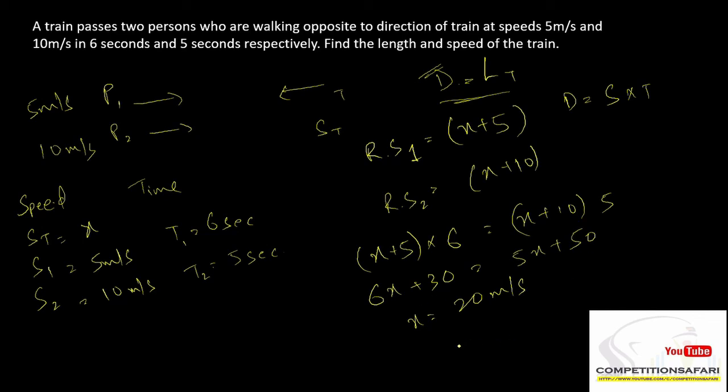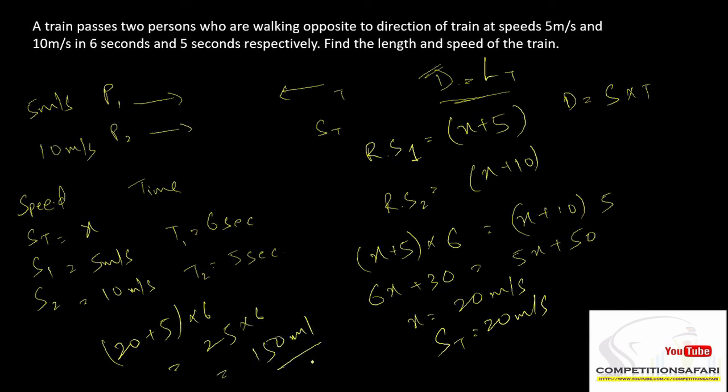So here we have found our value for the speed of the train, which is 20 meters per second. Now we have to find the total distance traveled, which will be the length of the train. If we put the value of x, we'll have 20 plus 5, which is 25, times 6, which is 150 meters. So we have the length of the train and the speed of the train by using the relative speed concept.